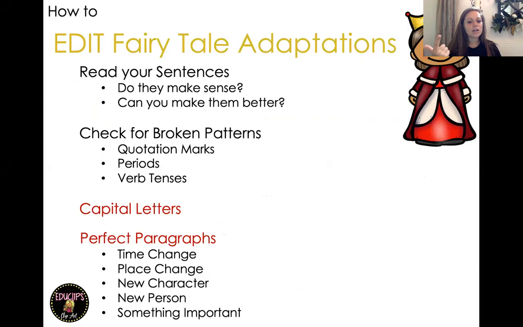Then yesterday we talked about broken patterns. So we talked about quotation marks and periods and verb tenses. And today we're going to talk about capital letters. Remember, you need a capital letter at the beginning of every sentence. And if it's a proper noun, which means the name of a place, a person, or a thing, it needs to be capitalized. The last thing we're going to think about today is our perfect paragraphs.